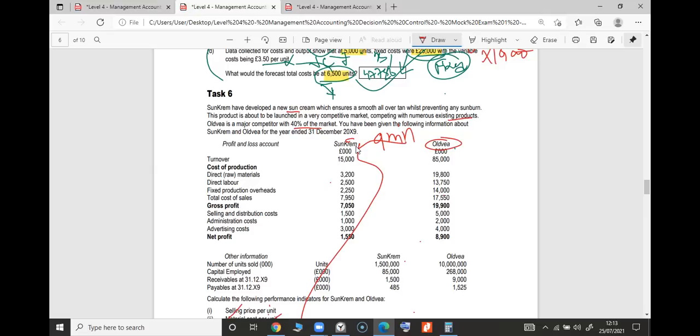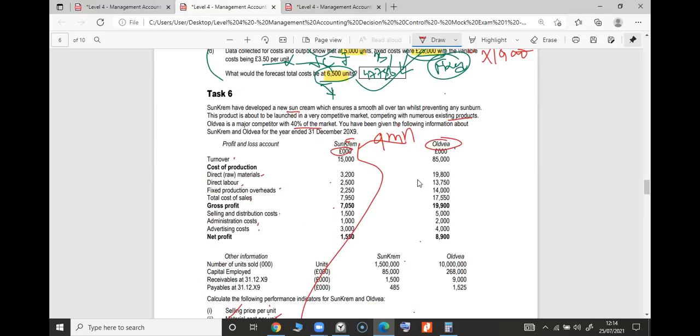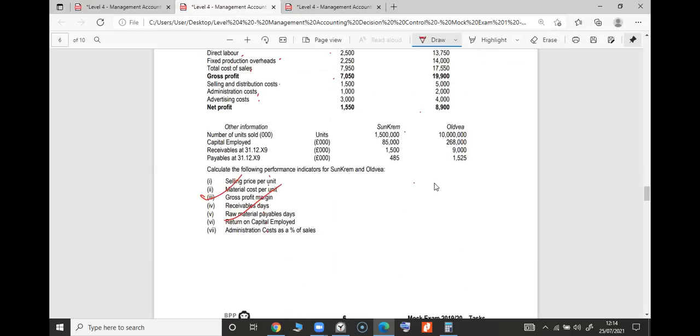You have been given the following information. Okay, so sales given, materials given, labor, fixed overhead given, total cost, then gross profit, selling, admin, advertising cost given, net profit given. And at the bottom, everything is in 1,000, 000 at the top. So with this 15,000, 1,000 more. That's what you need to assume. So, okay, that's that. Moving on. Other information, number of units sold. Yeah. So 1.5 million, 10 million.